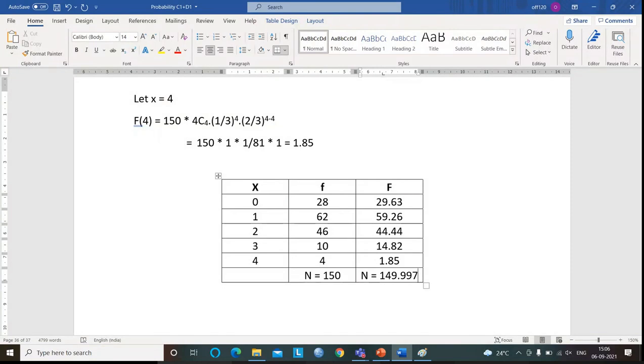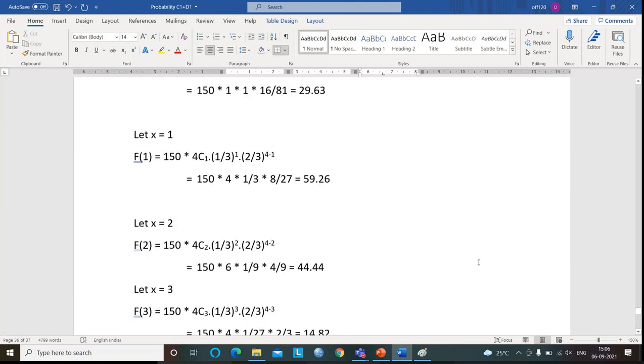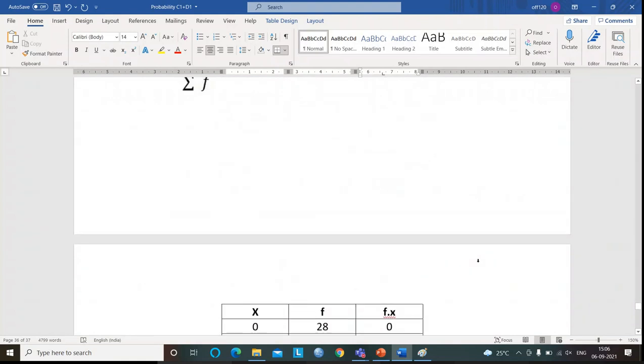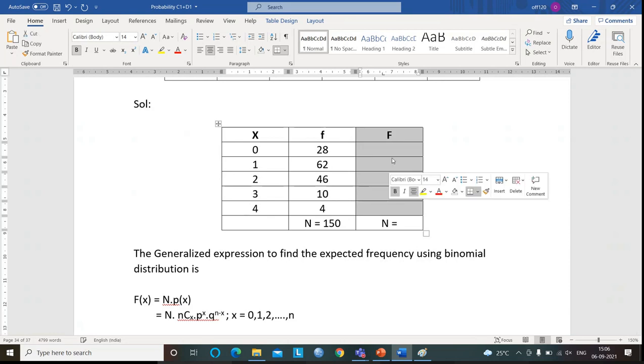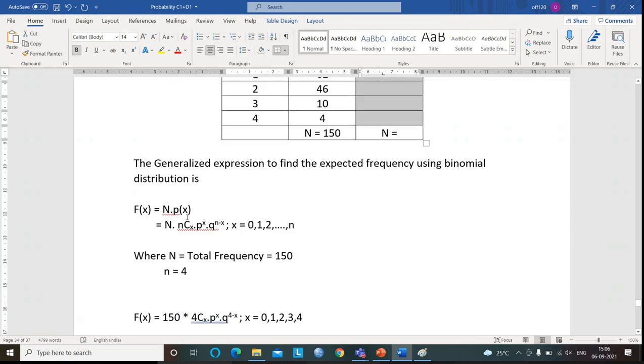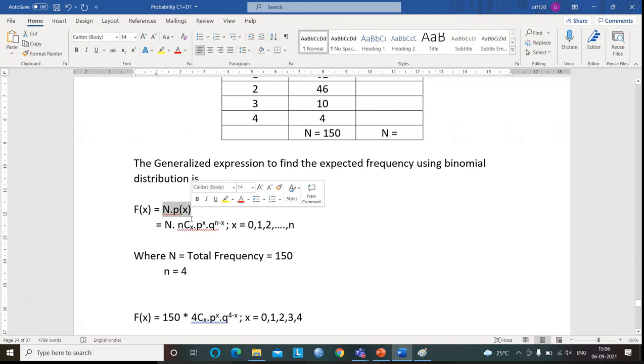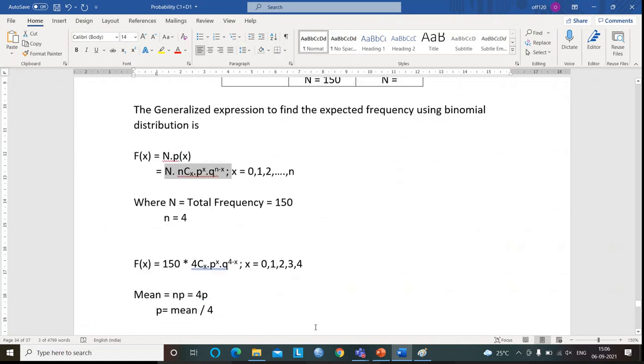So then what is the conclusion of this problem? Hence, therefore, the binomial distribution has been fitted. Simple statement, we will be finishing off with that. See, simply we have done only one page of calculation, but what for? Just to find out this column. This F formula is this one, N into P of x. So what is N into P of x? That is the binomial distribution formula.